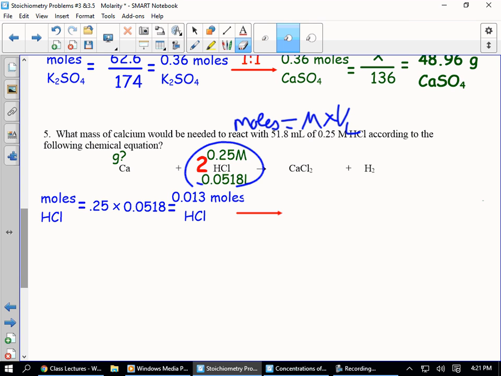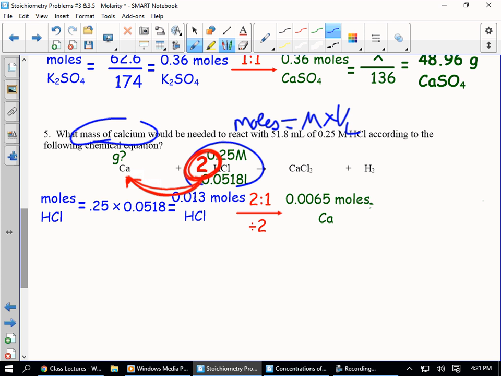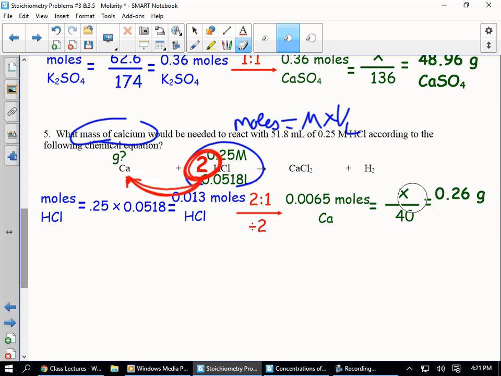Now let's talk about our coefficient ratio. We are going from here, and people often get confused, from here to here. We are going from a 2 to 1. So I'm going to divide by 2. And we're looking at 0.0065 moles of calcium. Now the question asks what mass of calcium. So I'm going to set that equal to X over the formula weight of 1 calcium, which happens to be 40. When I multiply both sides, I get 0.26 grams of calcium is what would be needed to react with that amount of hydrochloric acid.